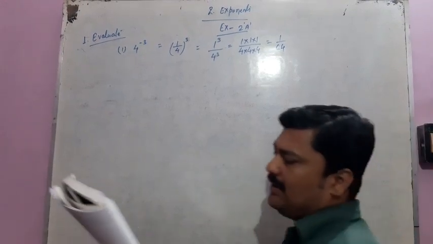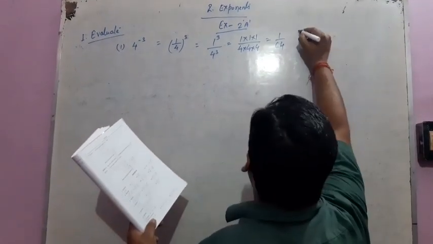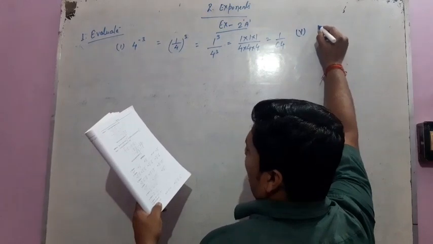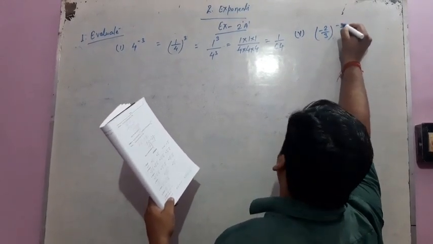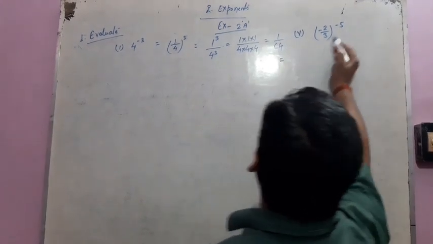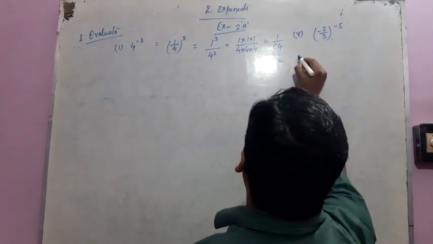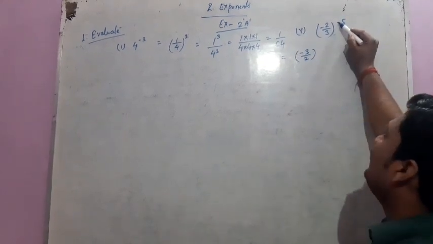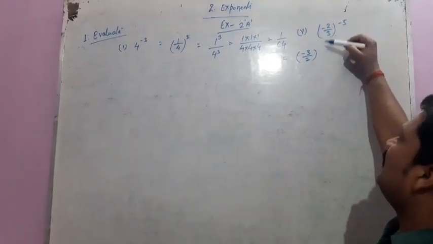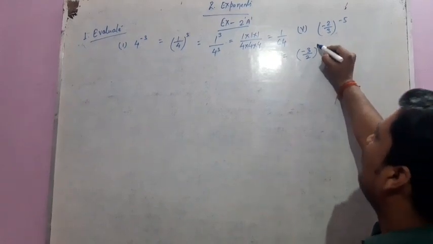Look one more example here. Question number 5. Minus 2 by 3 to the power minus 5. Now for removing this minus sign, we have to write the reciprocal of this fraction, minus 3 by 2, and to the power 5.